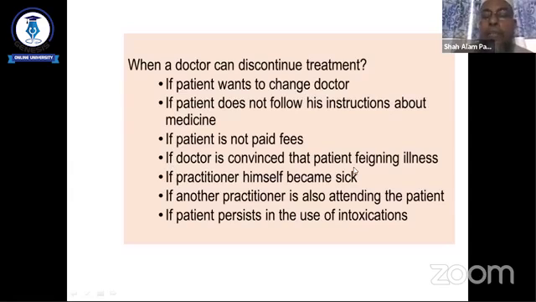If the doctor is convinced that the patient has a feigned illness, that is, the patient is malingering; if the practitioner himself becomes sick; if another practitioner is also attending the patient without the knowledge of the doctor; or if the patient continuously persuades the doctor to use intoxication, these are the conditions where a doctor is allowed to discontinue the treatment.